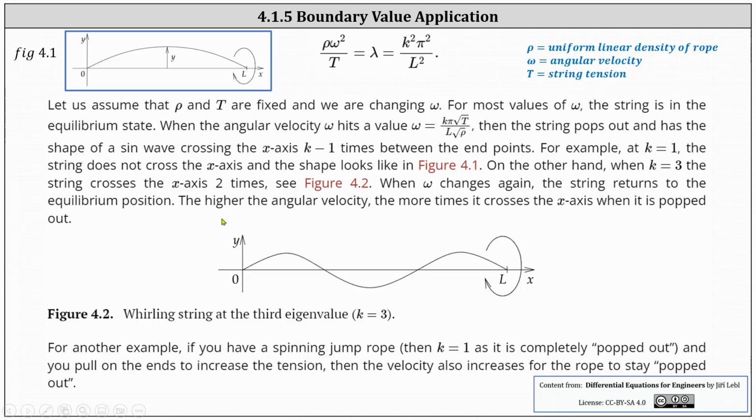For another example, if you have a spinning jump rope completely popped out, then k equals 1, and if you pull on the ends to increase the tension, then the velocity also increases for the rope to stay popped out.